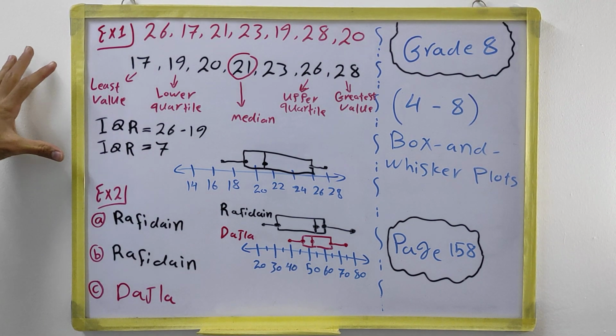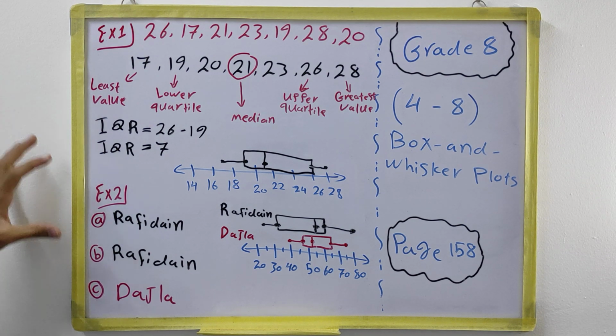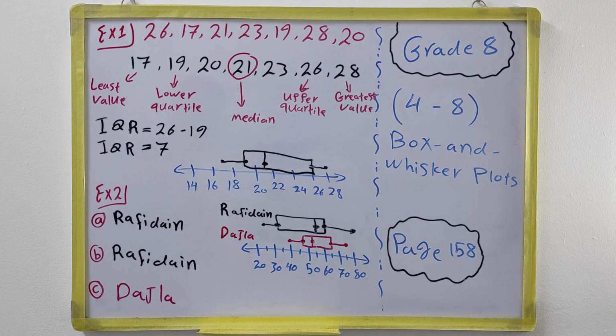That's how to make a box and whisker plot, and if you have two box and whisker plots, how you can answer these questions. That's all about this lesson.